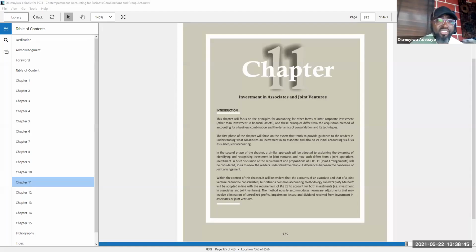Okay, welcome to the section where we'll be discussing extensively how we proceed in accounting for investment in associate and joint venture. In addition to this discussion, we also discuss joint arrangements with respect to IFRS 11. Welcome to this session.